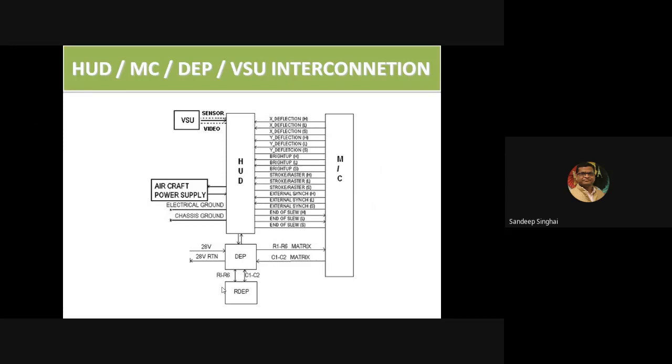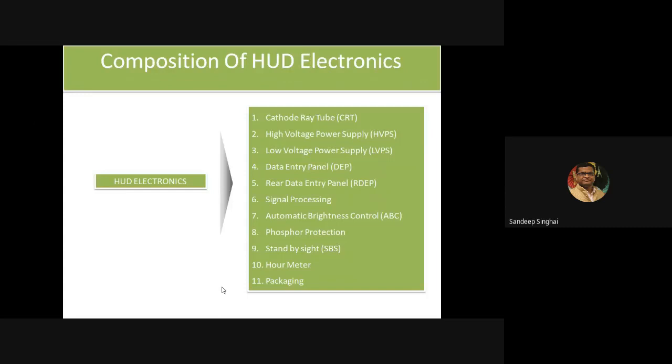We can also have an intelligent HUD which has these display features inbuilt. However, in case of HJT, since the mission computer is an imported one, we don't have that flexibility. In case of LCA, it is more tightly bonded with the mission computer. I think I have already detailed these things. These are the compositions of HUD electronics.